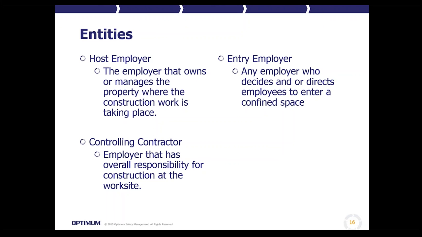All right, so if we're looking at the different entities for confined space work, first we have our host employer. And the host employer is the one that owns or manages the property where the construction work is actually taking place. Right, so it could be the owner of a building, could be the owner of any type of work that's being done at a mall, for instance. You know, there's confined spaces in every portion of construction work, there's a lot of them out there, and I think we really need to begin thinking about that. So the host employer owns the property. The controlling contractor, on the other hand, is the employer that has the overall responsibility for the construction at that particular work site. General contractors is basically what we're looking at here. And then the entry employer is any employer who decides or directs employees to enter a confined space.